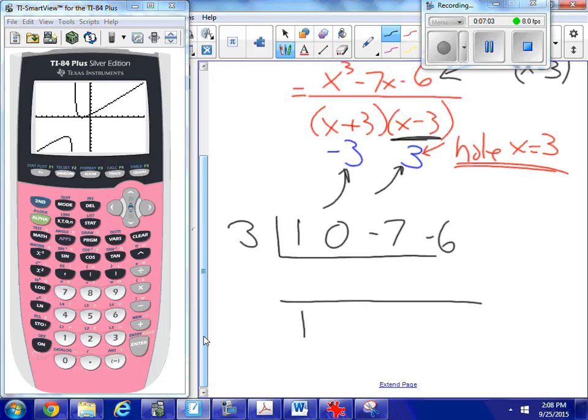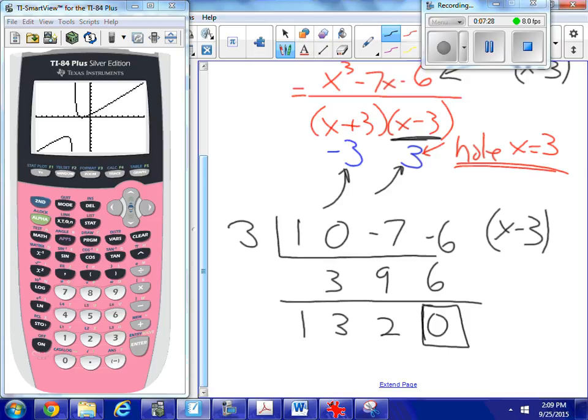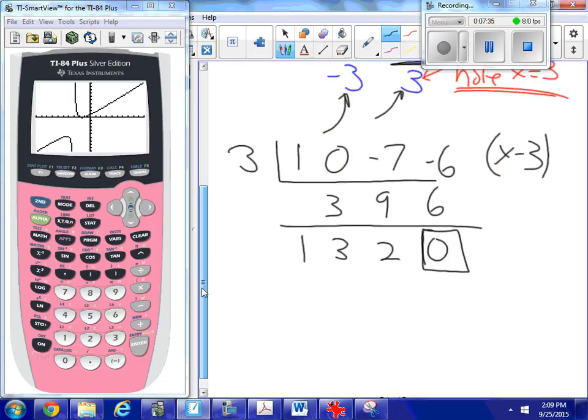I'm going to bring the 1 down. 3 times 1 is 3. I add those two together. They add up to 3. 3 times 3 is 9. I add these two together. I get +2. 3 times 2 is 6. I add these two together. I get 0. The fact that I get 0 as a remainder shows that x minus 3 is a factor of my numerator. And it tells me what the quotient is.